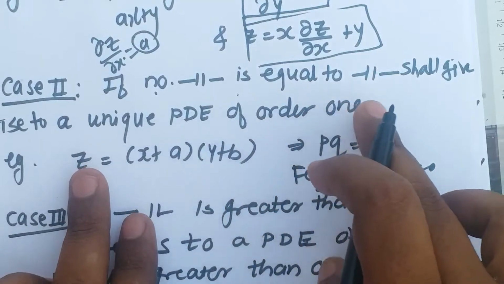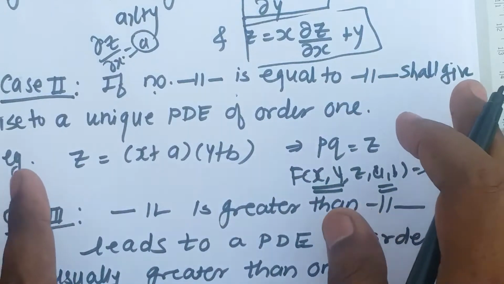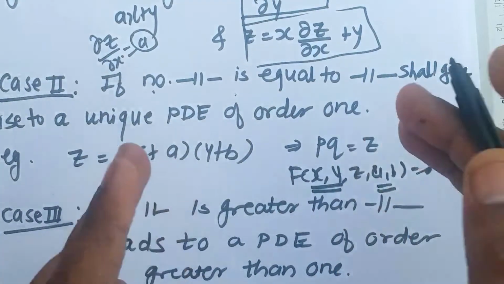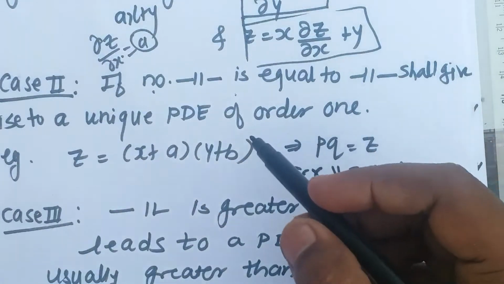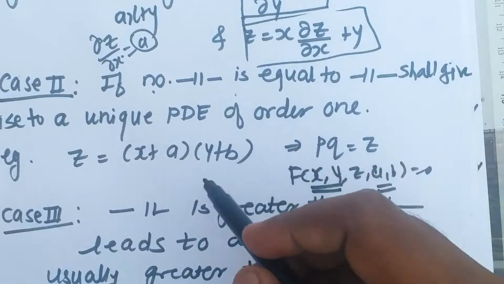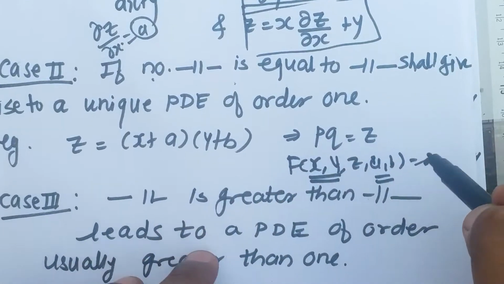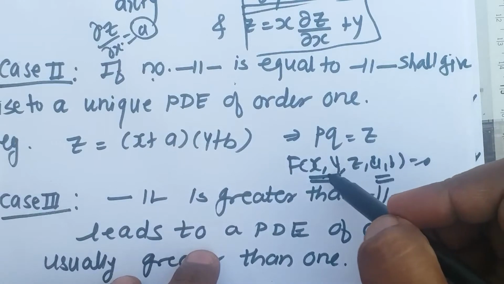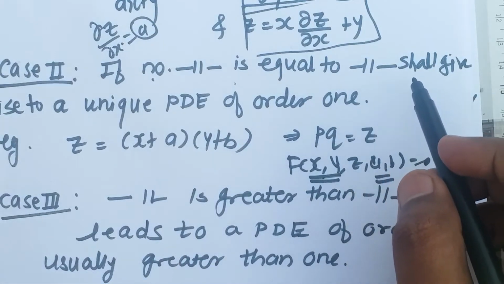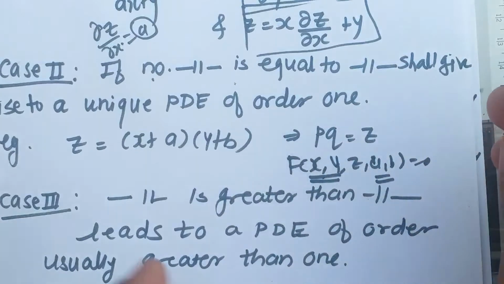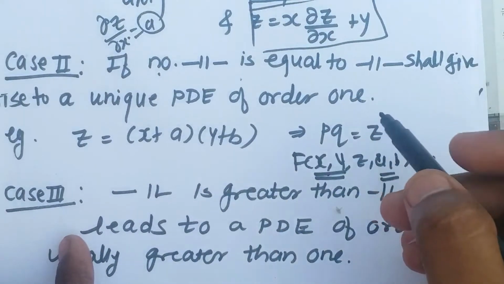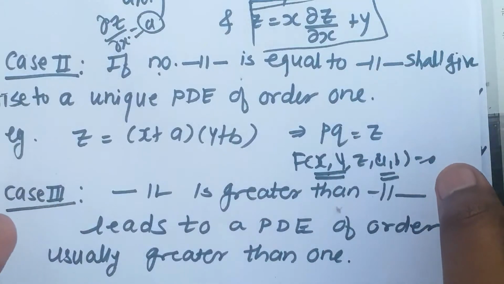partial differential equation of order 1. So in this case we will get only one partial differential equation, and that is of order 1. There are some cases where we may get a second order partial differential equation also, whenever the number of arbitrary constants is equal to the number of independent variables. That is why the words 'shall give rise to' are there. It may, in some cases, give a second order PDE also. One example of that we are also going to consider.